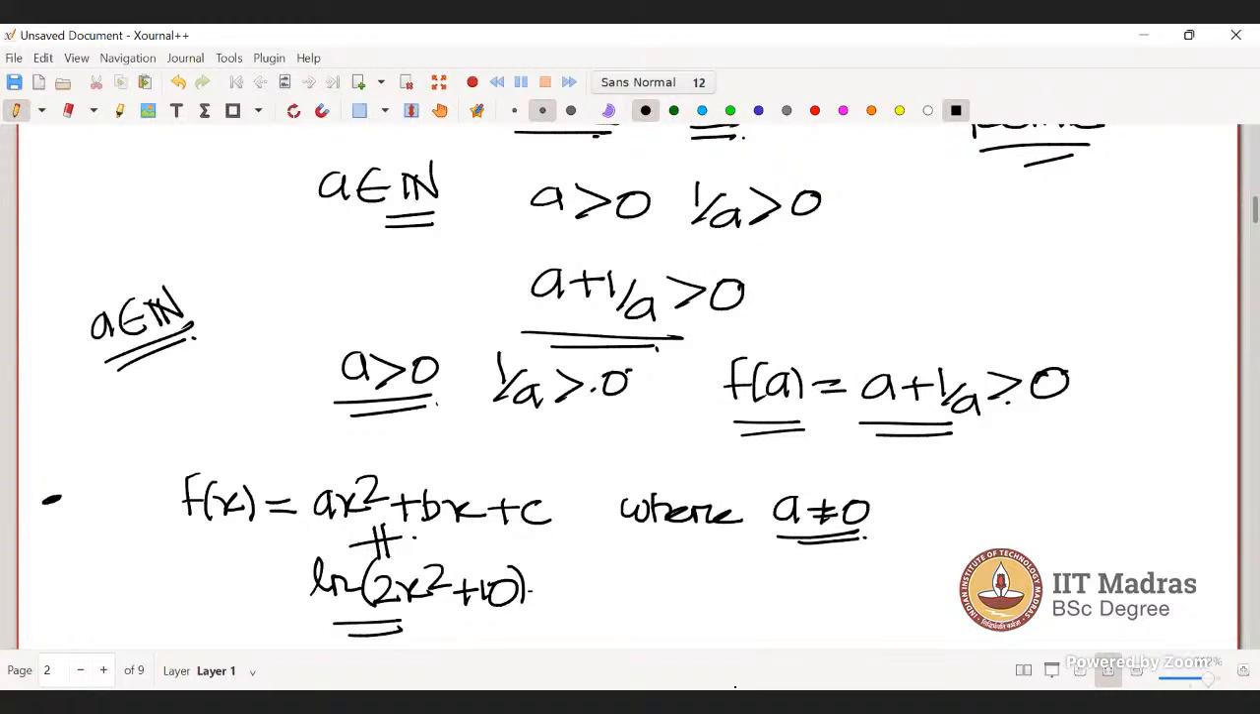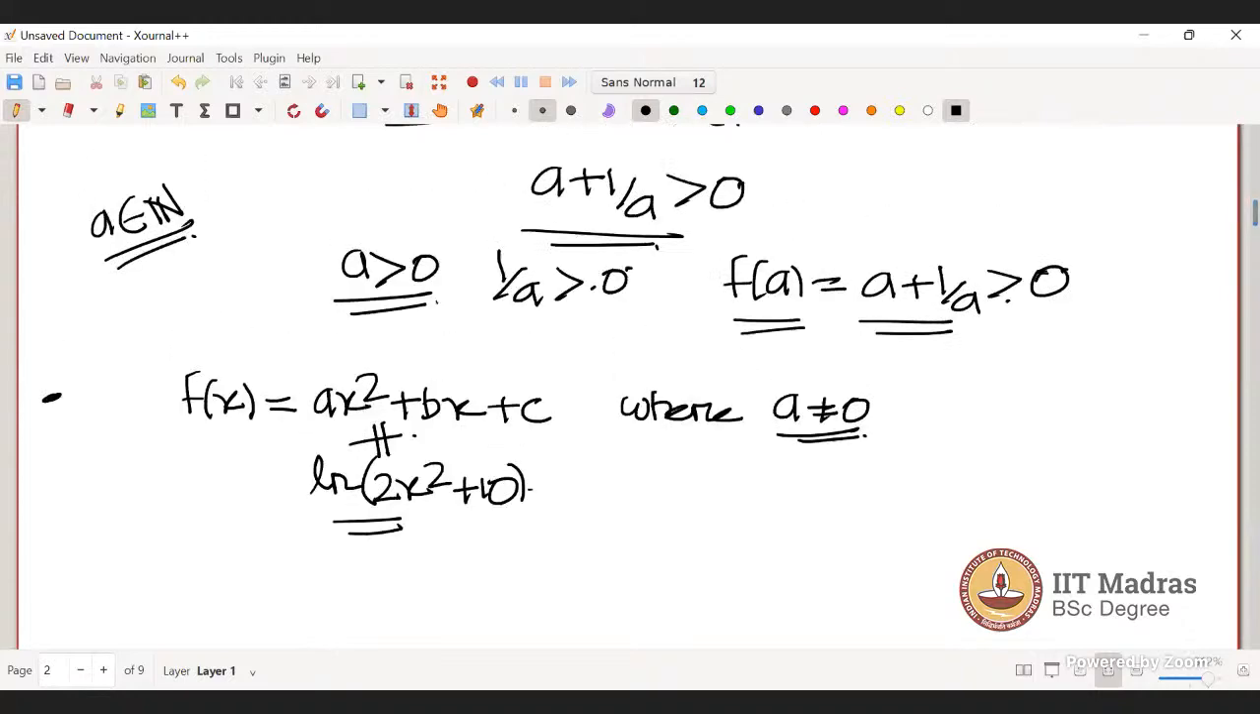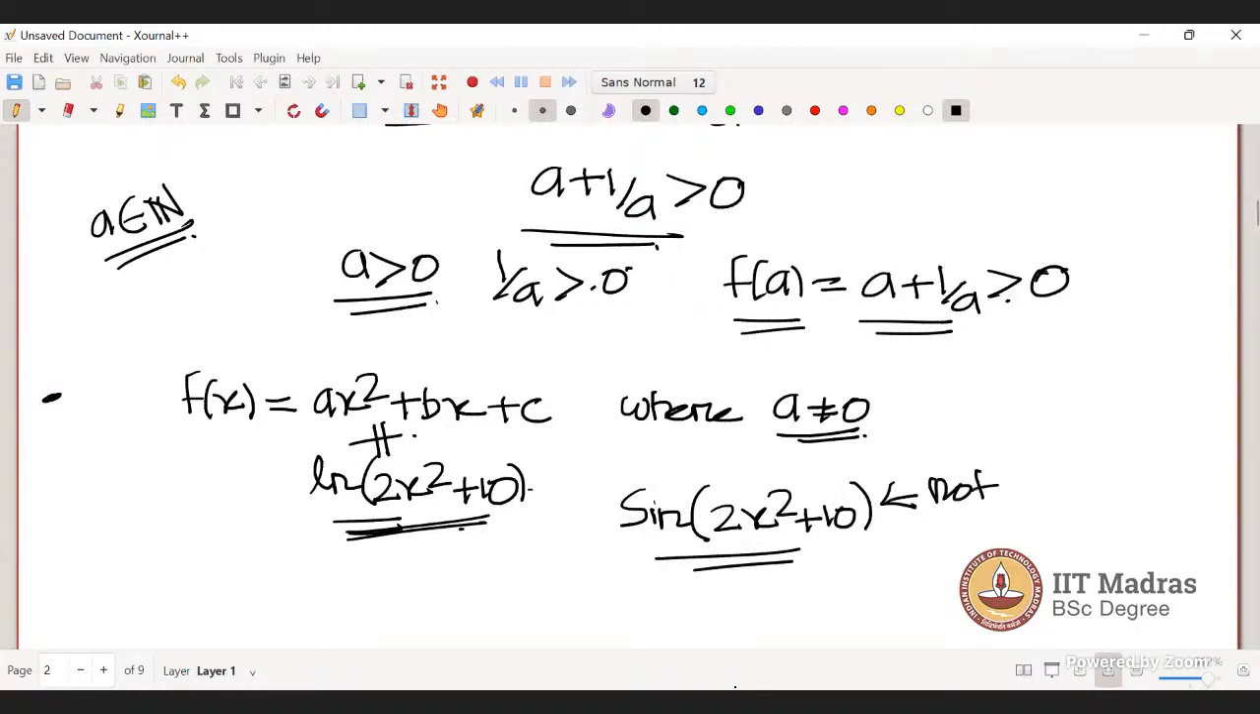Okay, so since it is not in the form of a polynomial of degree 2, can't you say it's a polynomial, ln functions? No, no, it's a logarithm function. It's not a polynomial function. So, for example, sine 2x plus 10, trigonometric, it's not a polynomial function. And e power x, these are also not polynomial functions. If I take e power x square plus 5, exponential functions, this is also not a polynomial function.